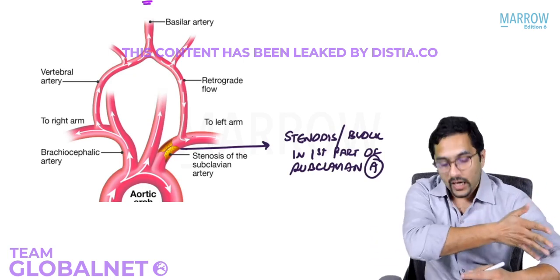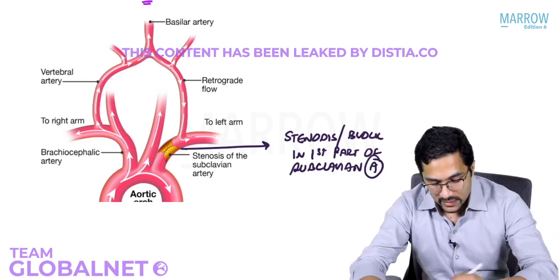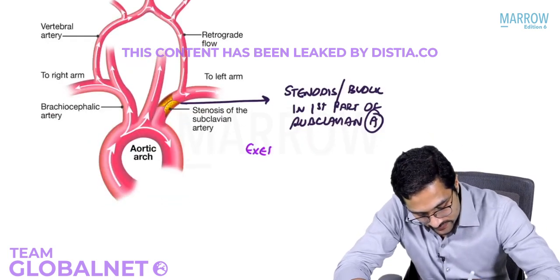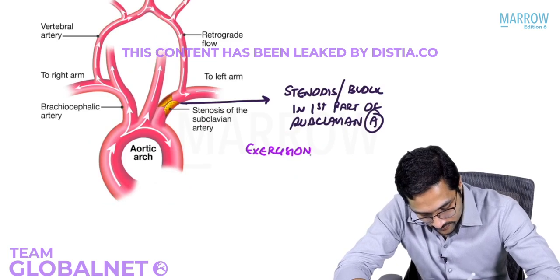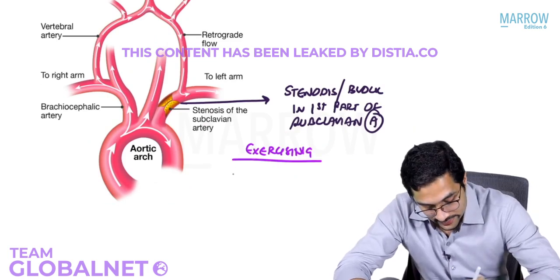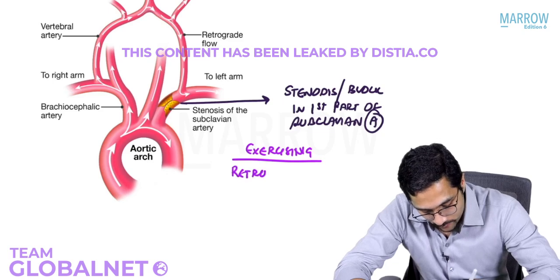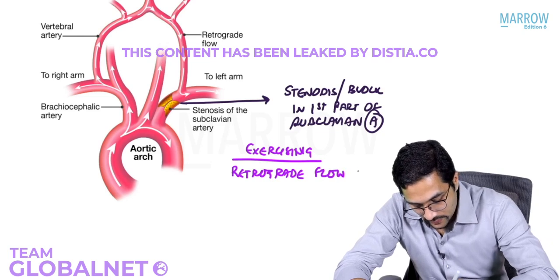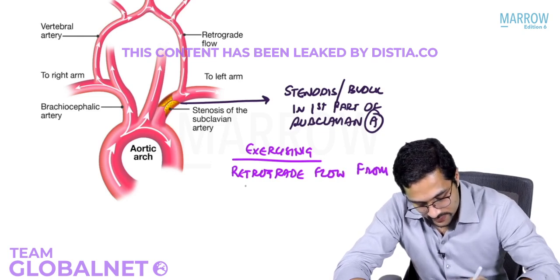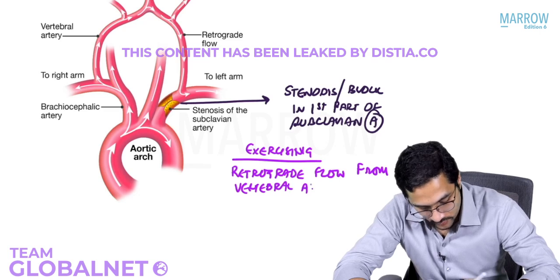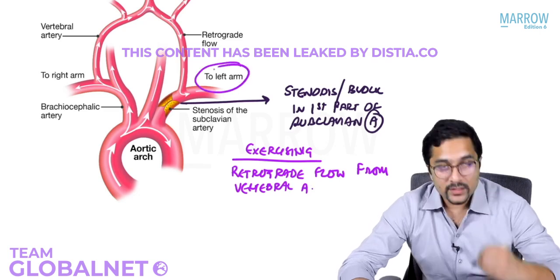through the subclavian artery. But what happens when the patient starts exercising? When the patient is exercising with subclavian stenosis, there is retrograde flow. There is retrograde flow which occurs from the vertebral vessels, from the vertebral artery. Okay, so this side was the stenosis.